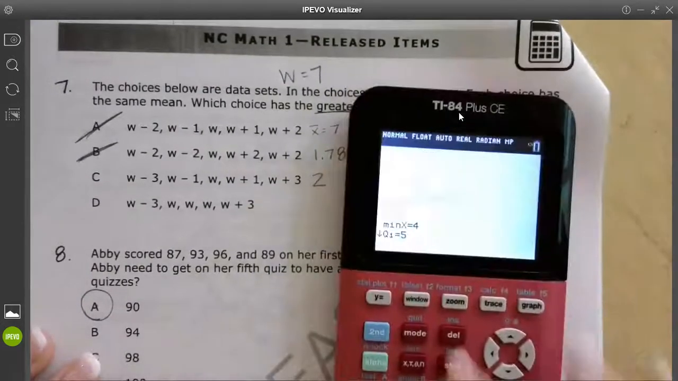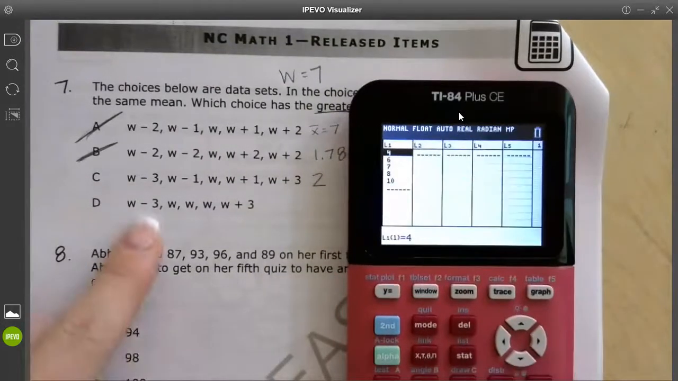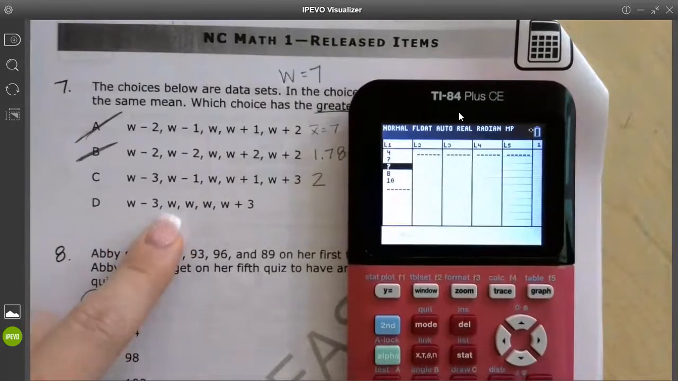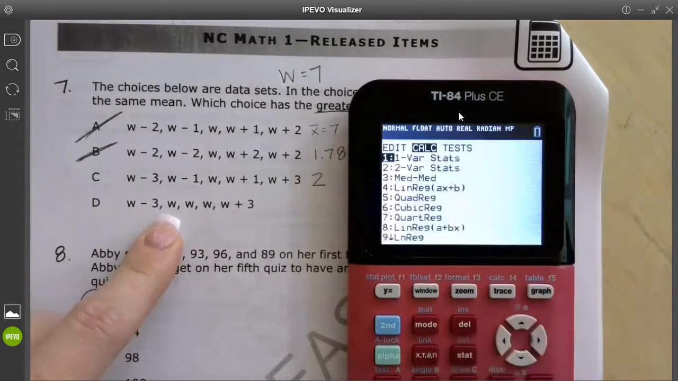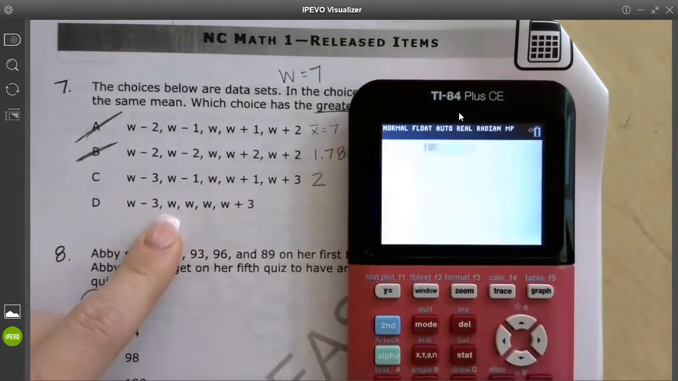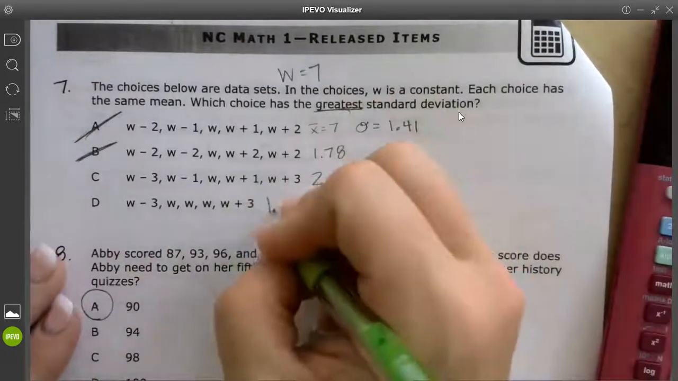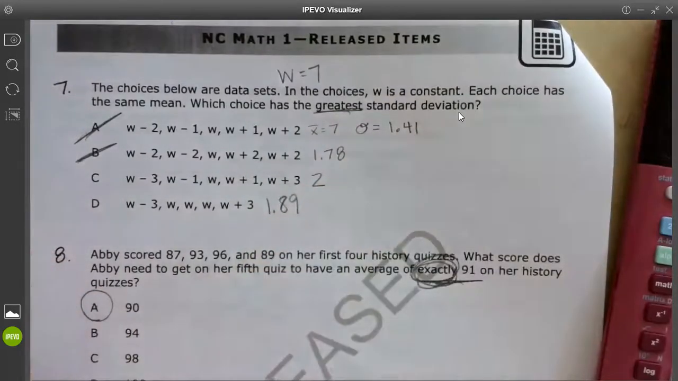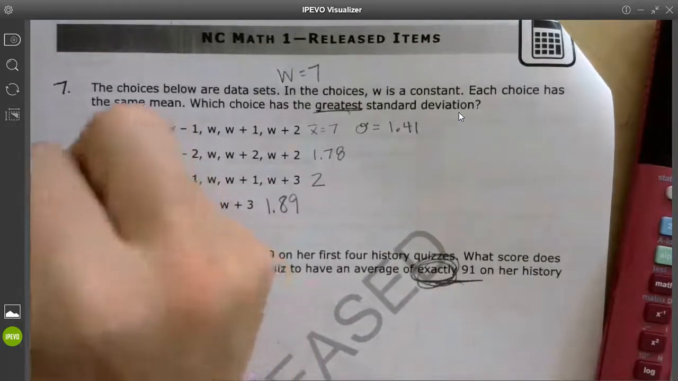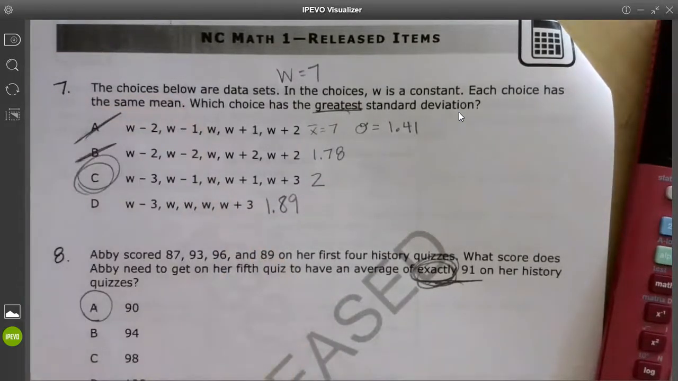We're going to check our last one. We're going to edit. 7 minus 3, 7, 7, 7, and 7 plus 3. Okay. Stat, calc, 1-Var Stats. Standard deviation is 1.89. What's your biggest standard deviation? So C would be your answer.